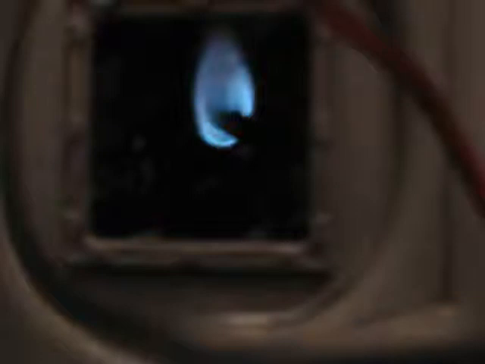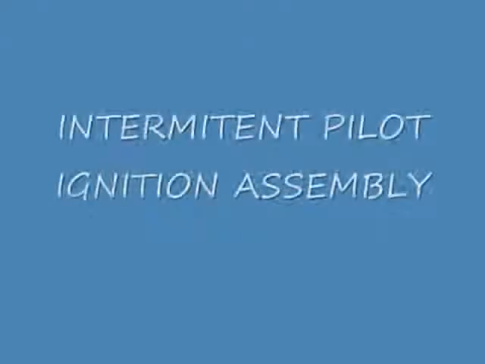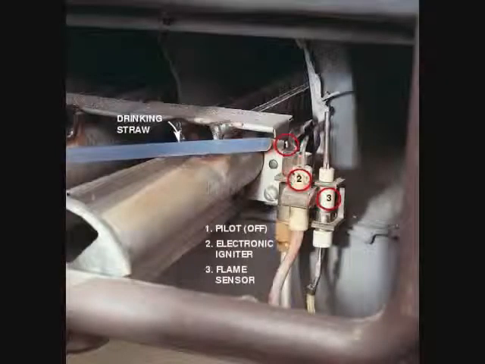This is a pilot light. It is designed to stay on at all times. This is what ignites the main flame. This is an intermittent pilot. This will ignite the pilot every time the ignition sequence is initiated.